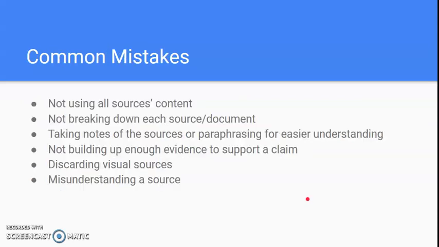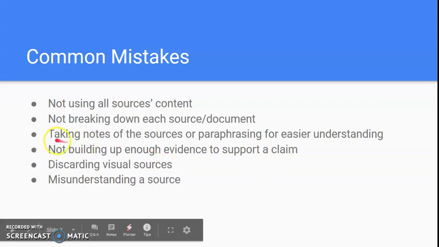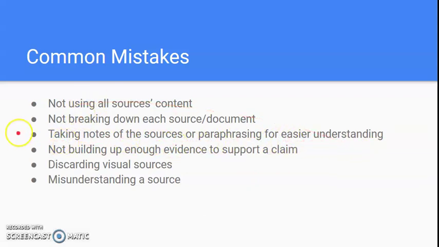Common mistakes: of course, not using all the sources' contents, or the sources in general. Not breaking down each source, so you can sometimes never have a coherent argument or side. Taking notes of the sources or paraphrasing for ease, that should be under do's, but just scratch this one out. One of the common mistakes is not building up enough evidence to support a claim. And of course, these last two are the big ones.